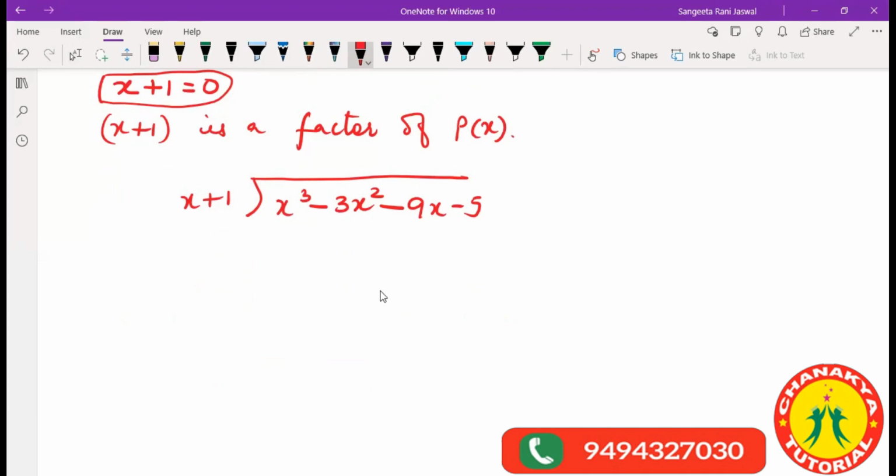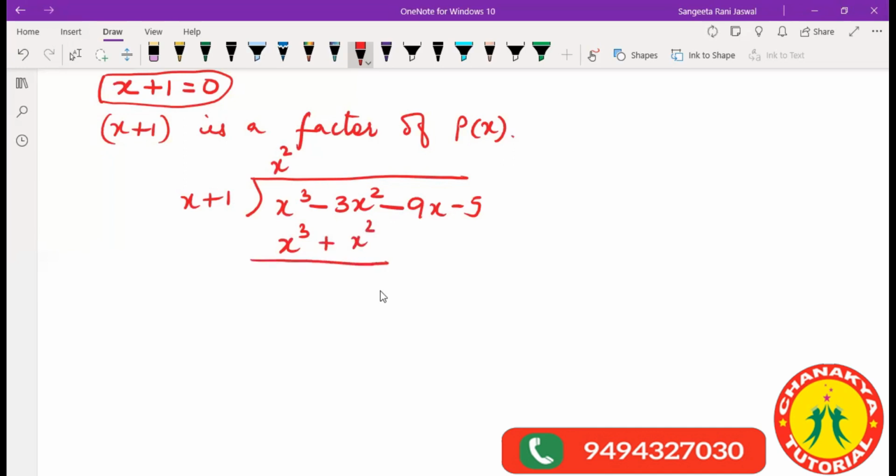Okay, now let's do it. To make this x square, I have x here and I have x cube here. So I need x square. I need to multiply this x with x square, then only I will get x cube. Right? So I'm getting x cube here. Now this x square has to be multiplied with this 1 also, because this is a complete polynomial equation, x plus 1. So x square times 1 will give me x square.